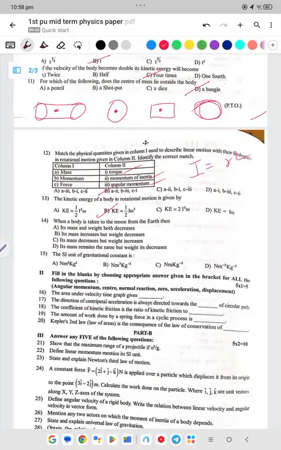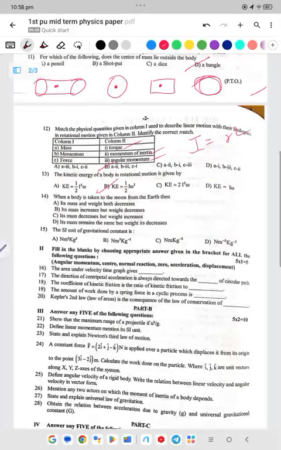When the body is taken to the moon from the earth, we know that mass is always constant. So mass is always constant, but weight decreases because weight depends on gravity. The SI unit of gravitational constant is Newton meter square per kg square.